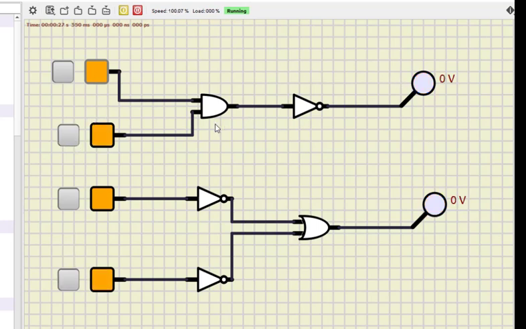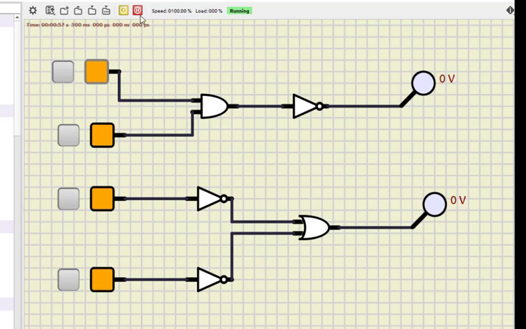So both outputs are following the same sequence. For 0 0, 0 1, 1 0 both were 1, and for 1 1 they became 0. So these two circuits are equivalent. It means that the left hand side of that Boolean law is the same as the right hand side. We can replace (A AND B) the whole bar with A bar OR B bar. Now let us go for the second law.